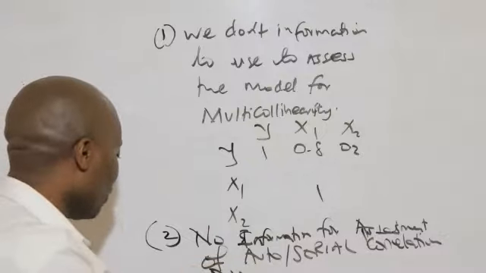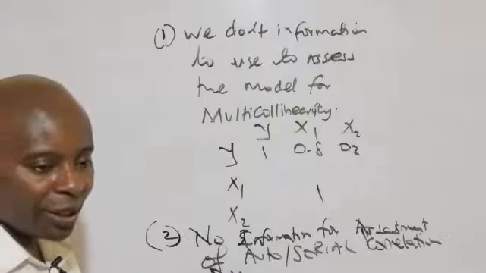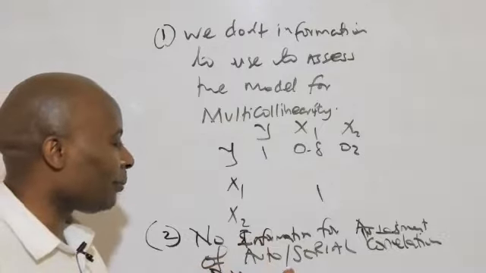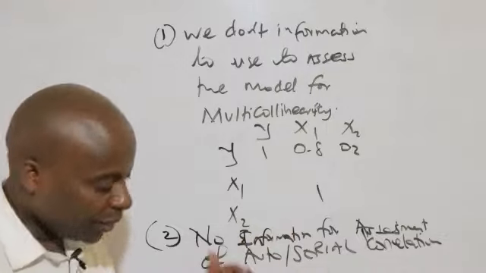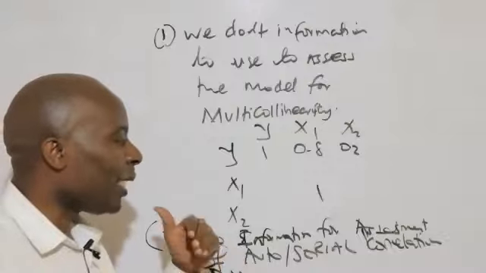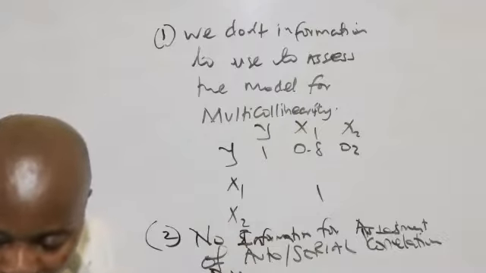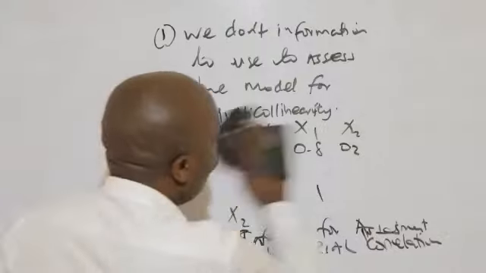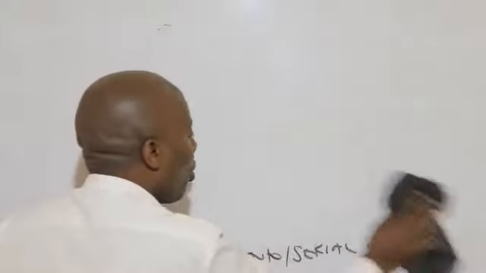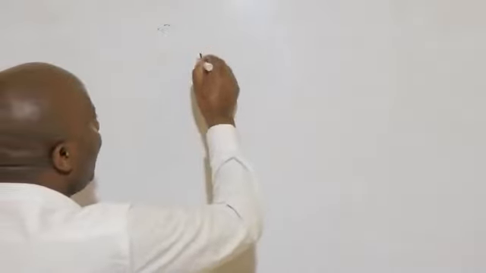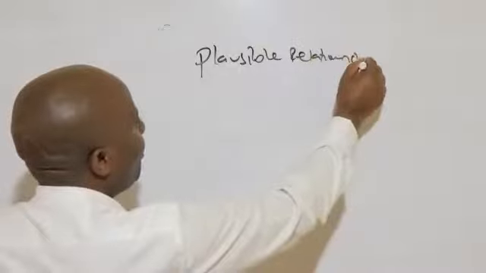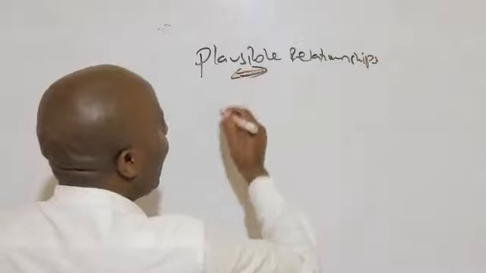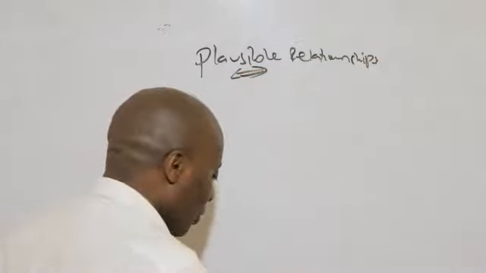Number three: the question doesn't make reference to plausible relationships here. So, plausibility: do the relationships that we have make sense?